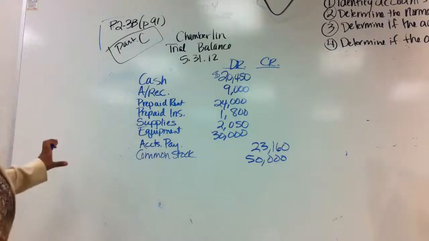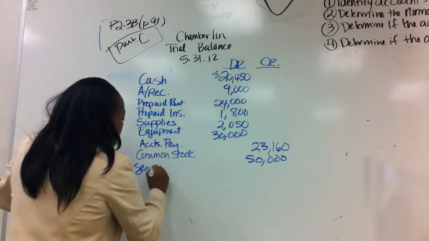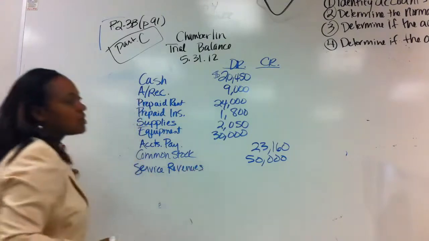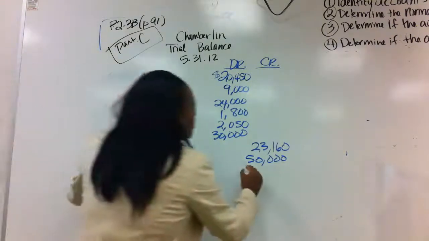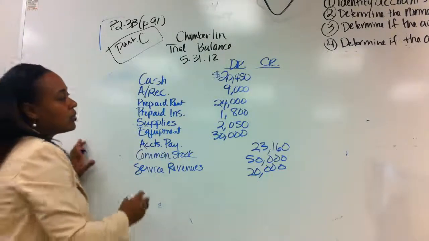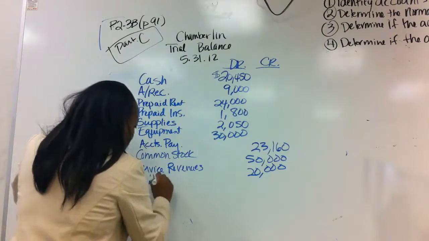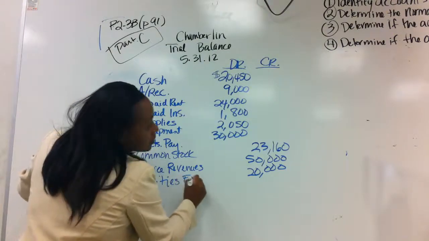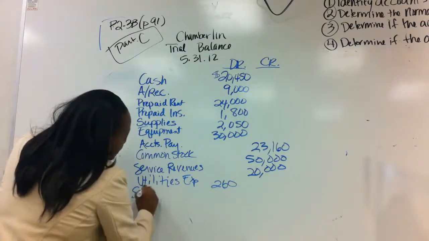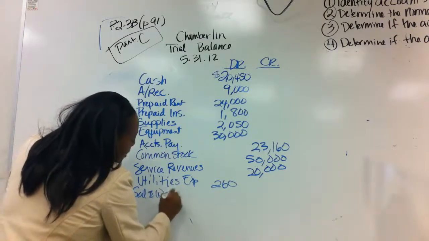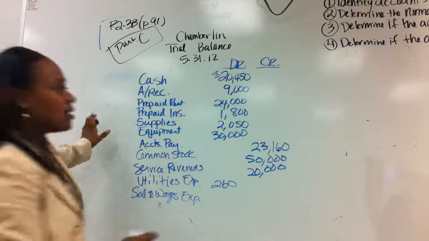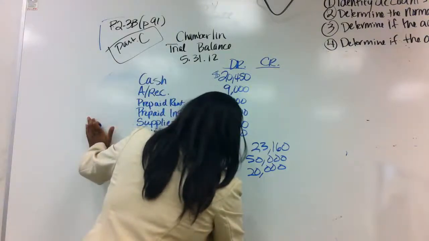Next account we have is service revenue. How much is that? 20,000. And then we have utilities expense. How much? 260, and that's on the debit side. And then the final expense account will be salary and wages expense, and that is also on the debit side. How much? 5,600.